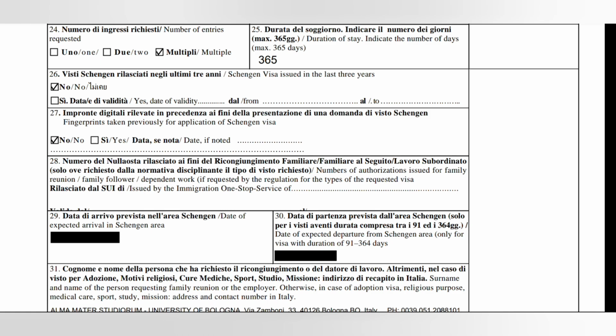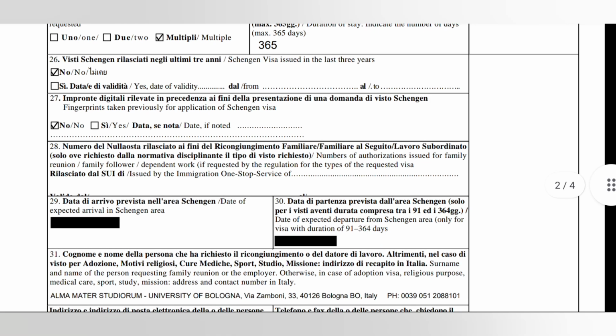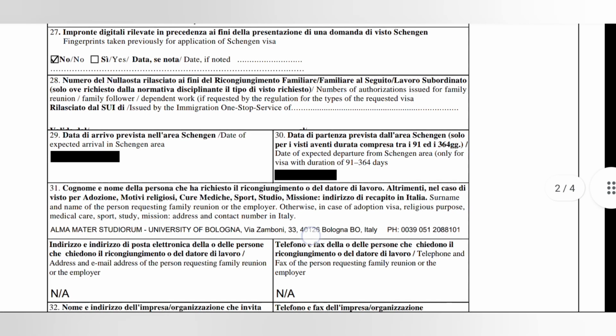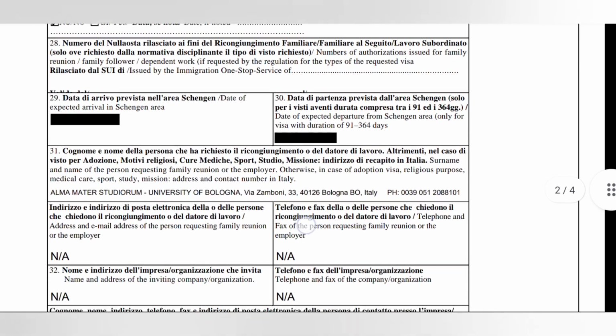The same is the case for 28th. If your 26th is a no, then 28th will automatically be a no. Otherwise, you can write the details about it. If number of authorizations issued for family reunion, like you have done it before, then you have to write about it here. Otherwise, it will be a no. Like you have to leave it blank.